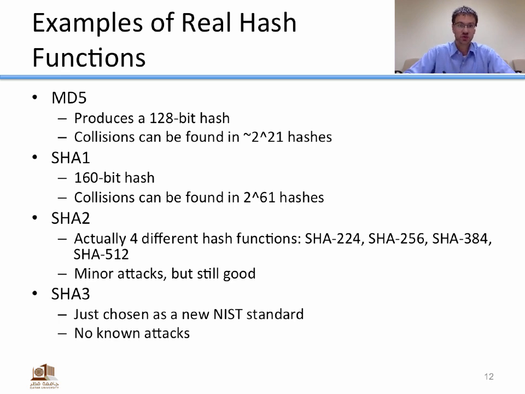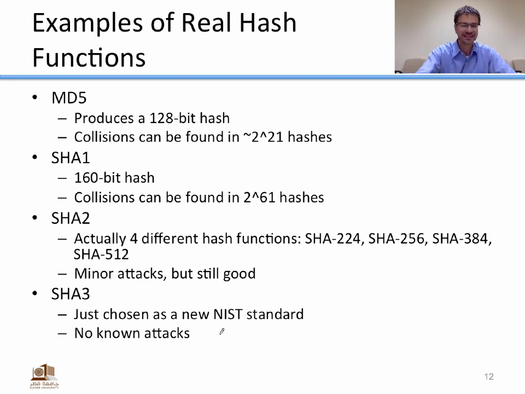And then there's an even newer hash function called SHA-3. You might notice the trend in the naming. That was just chosen now as a new standard for NIST, which is the National Institute of Standards in the United States. And it's new enough that there's no known attacks. People have been analyzing it, but they've only been analyzing it for a few years. And so at this point, it's considered very good. But you want to wait until people have spent enough time with it. But it is probably very good.